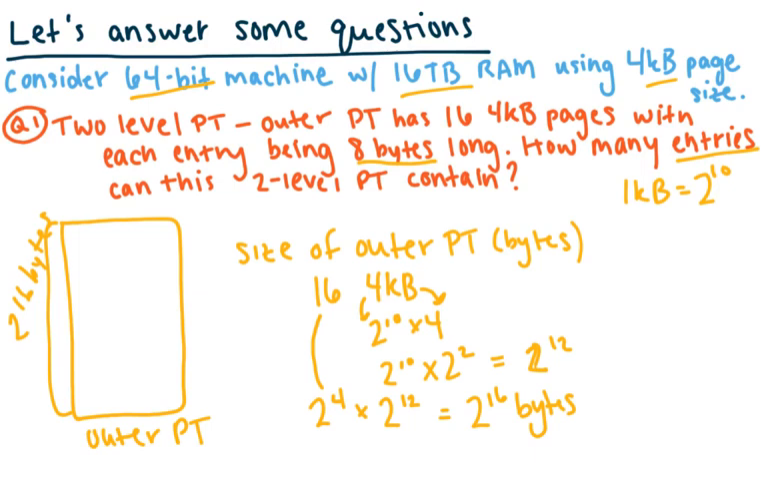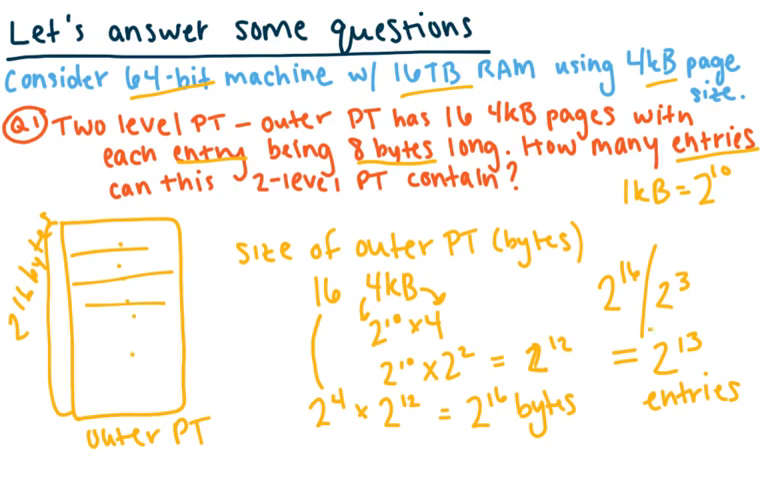So to figure this out, each entry is going to be 8 bytes long. So we need to take 2 to the power of 16 and divide it by 8 bytes. And 8 bytes is 2 to the 3. And this is going to be equal to 2 to the 13. So this is 2 to the 13 entries.